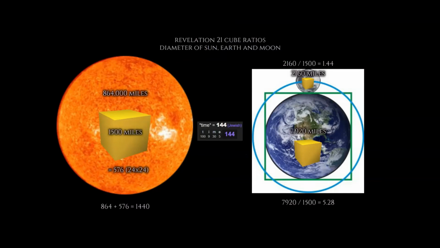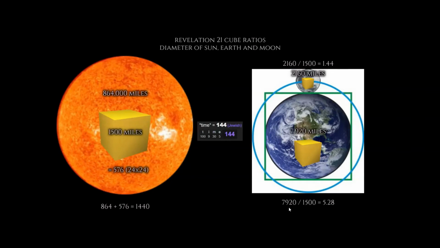So we have our 3313 reference. We have our 528 with the number of feet in a mile. And we have our 3168 for our gematria of Lord Jesus Christ in relation to the cube. So let's look at the cube, the ratio of the size of the cube compared to the sun, the earth, and the moon.